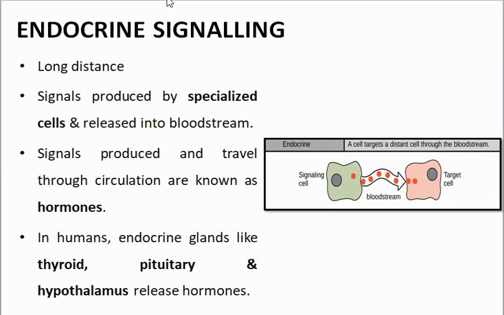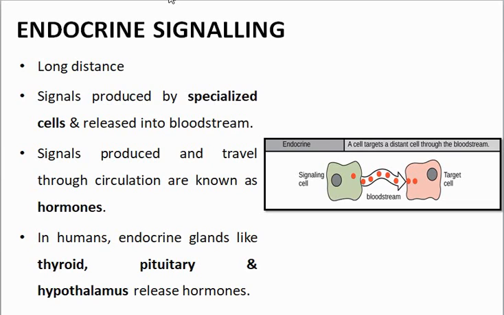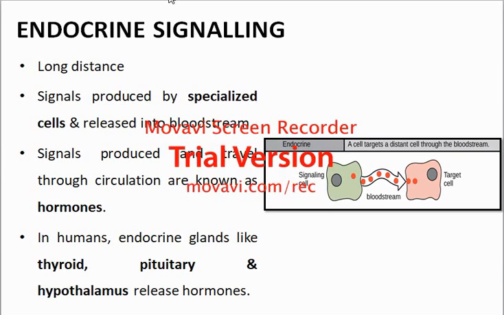For endocrine signaling, it is long distance and signals are produced by specialized cells and released into the bloodstream, which carries them to target cells in distant parts of the body. Signals that are produced in one part of the body and travel through the circulation to reach far-away targets are known as hormones. In humans, endocrine glands that release hormones include the thyroid, hypothalamus, and the pituitary.